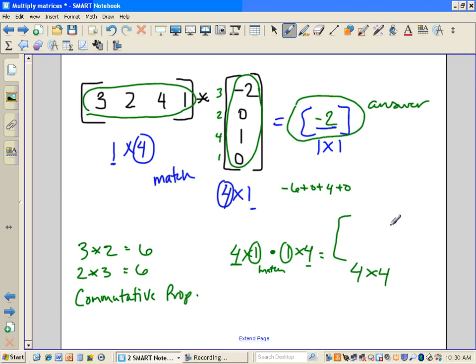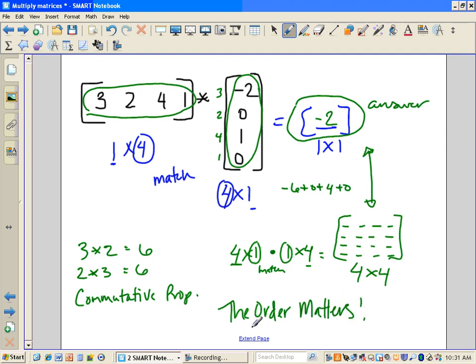We're going to have a huge matrix with 1, 2, 3, 4, 1, 2, 3, 4, 1, 2, 3, 4, 1, 2, 3, 4. So 4 by 4, 16 entries in that matrix. Clearly very different than this one. So the order matters when you're multiplying matrices. Okay, means you're going to get different answers, or sometimes it won't even work if you switch the order.